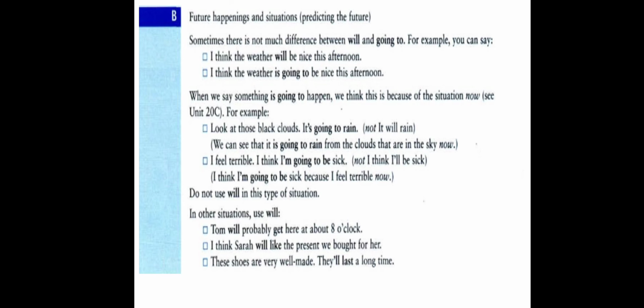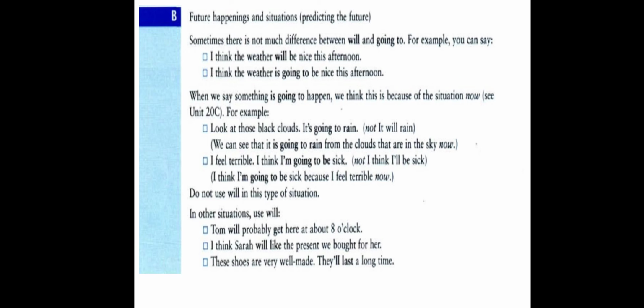For example, look at those black clouds. Here we have black clouds. Here we have a certain kind of evidence now. When you say look, that means now. So we predict the future saying, it is going to rain. It is going to rain. We use is or be plus going to plus the base form. So we say it takes is, so it becomes it is going to rain because of the evidence we have here. We can see that it is going to rain from the clouds that are in the sky now.